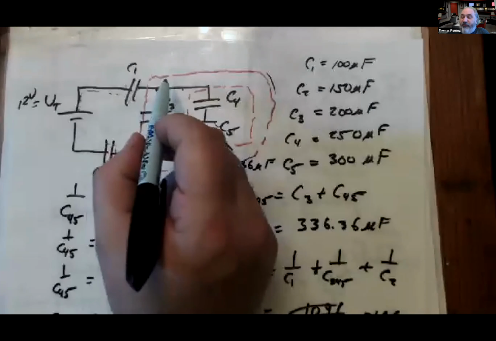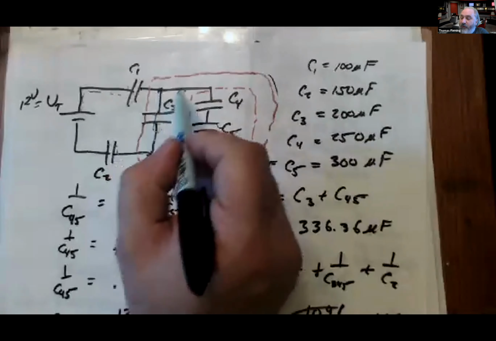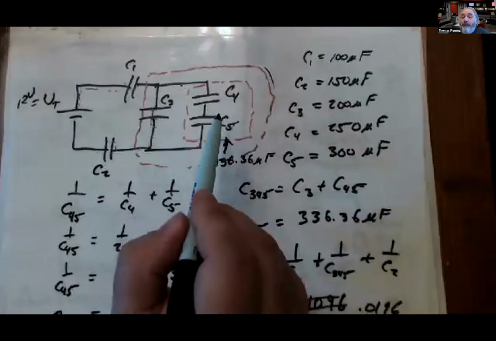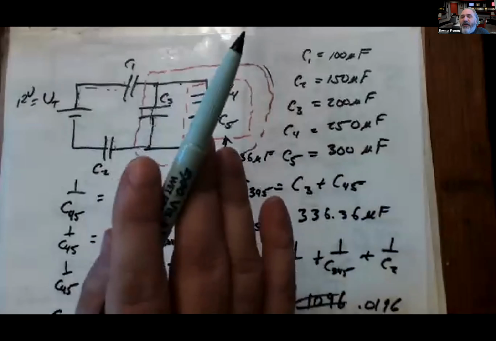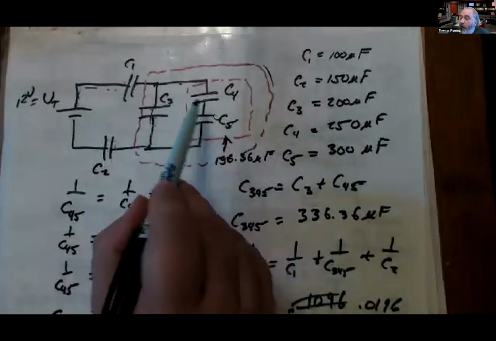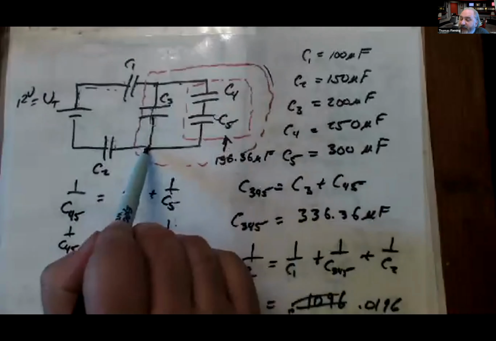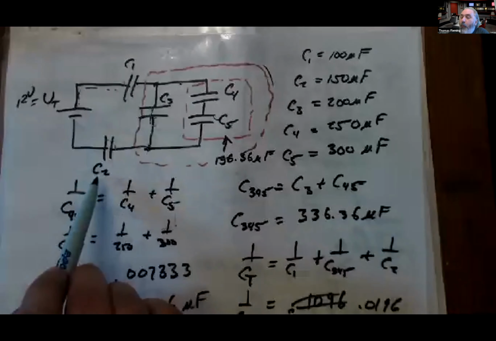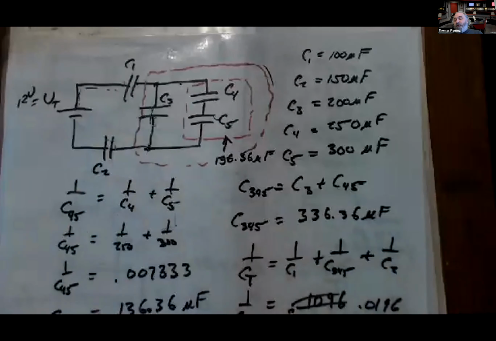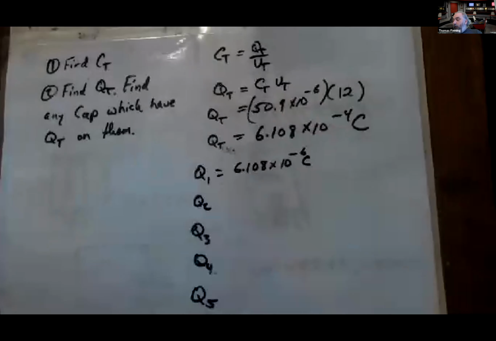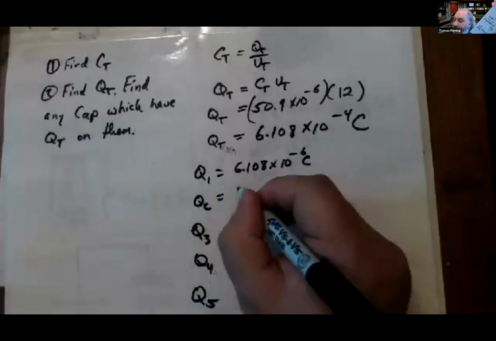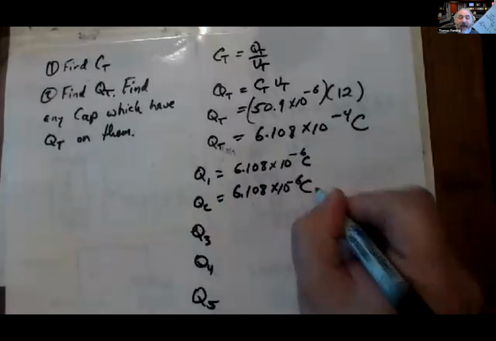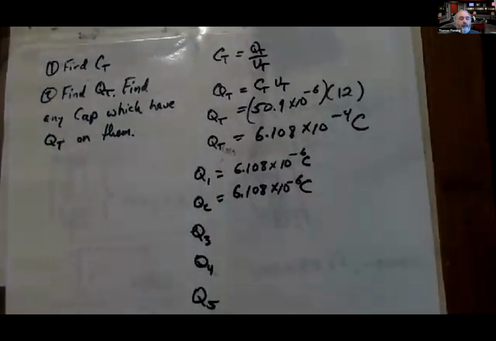Now, I get to this little intersection. Some of that Q total is going to go this way. Some is going to go this way. So these three are going to have less charge than Q total. I'm not sure how much less yet, but they're going to have less. However, all the charge eventually meets back up here, and it has to go through Q2 to get back to the battery. So in this case, C2 will also have the same amount of charge as C1. So this, for this particular problem, has to be the same. So far, so good.